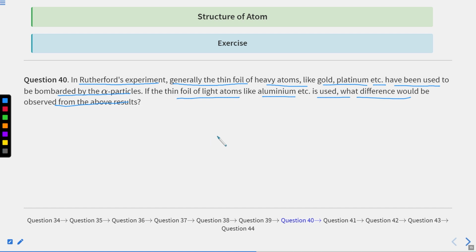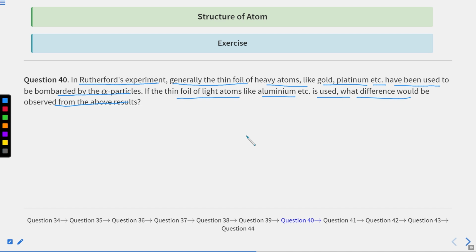Okay, so what is the meaning of this? Heavy atom and light atom. Heavy atom means the atom which has a greater mass number. Now for light atoms, the mass number will be less, that is, the nucleus will also be small. Now if the nucleus is small, then if you remember the Rutherford experiment, the alpha particles, when passed through gold or platinum, were deflected back, and the reason for deflection was the presence of the nucleus.